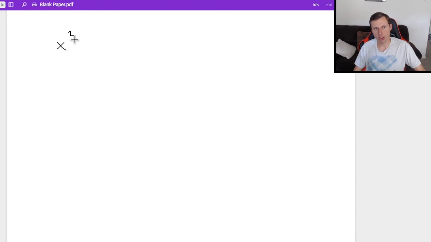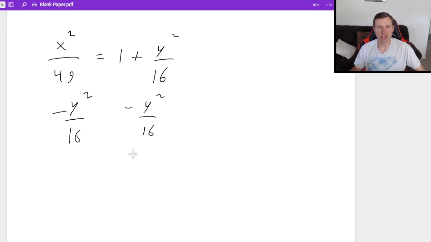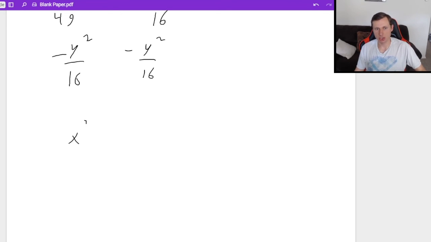I have x squared over 49 equals 1 plus y squared over 16. As you can see, they're both positive this time for x and for y. But that's because the y is on the wrong side. We need y to be on the left. So we subtract y squared over 16 from both sides. And that means you have x squared over 49 minus y squared over 16 equals 1.